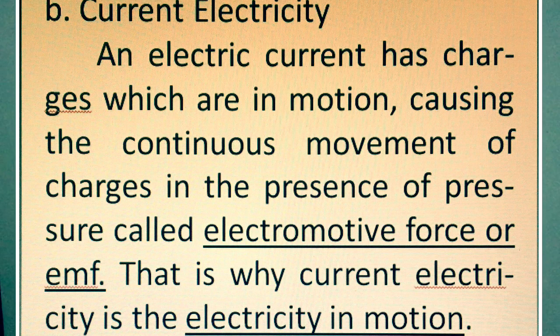Current electricity is defined as an electricity which has charges and which are in motion, causing the continuous movement of charges in the presence of pressure called electromotive force, or sometimes being called as EMF. So, mind you that EMF stands for electromotive force. That is why electricity or current electricity is the electricity in motion. There are kinds of current electricity. One is direct current electricity.